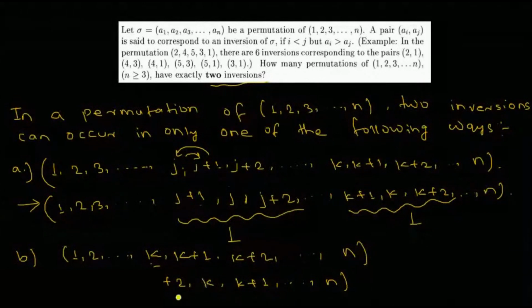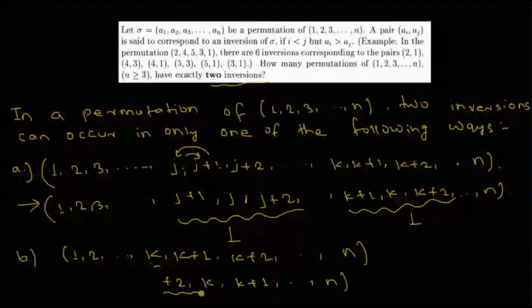So here is exactly two inversions. It is made by k plus 2 coming before k and k plus 1. So here is two inversions, right? So this is another possible case. And the third possible case is very similar.